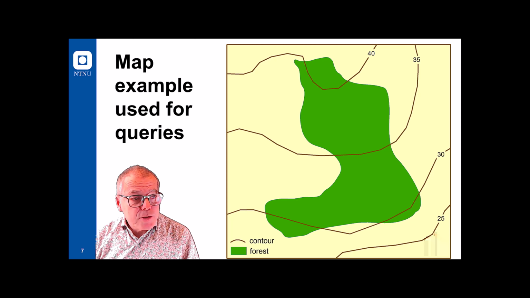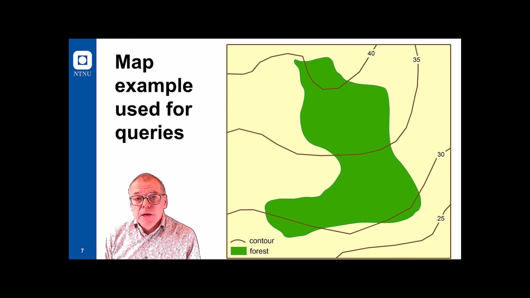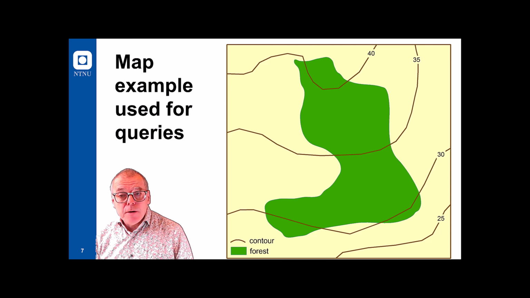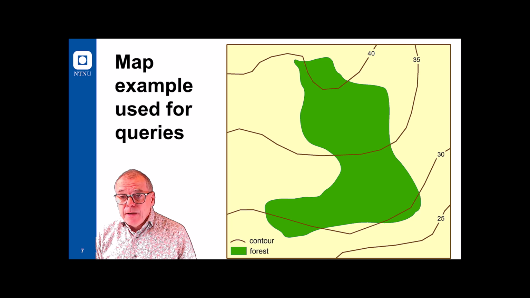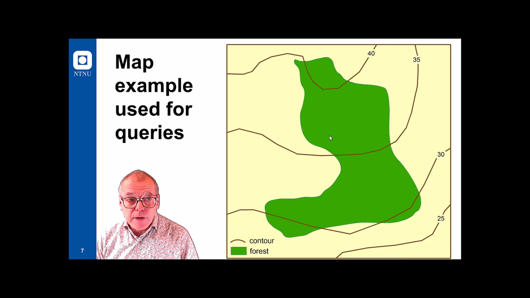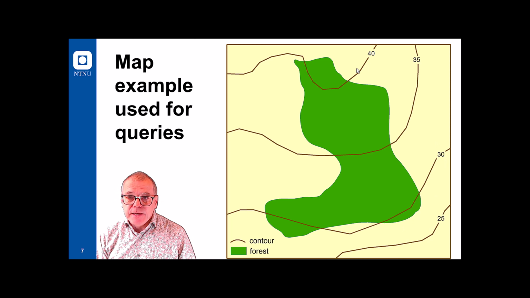I will make some more examples of queries based on the Boolean operators and the arithmetic operator based on this map example shown here. Here I have a small map showing an area which is forest and something else, and we have also contours showing the levels of elevation. So 25 meter above sea level, 30 meter above sea level, etc.